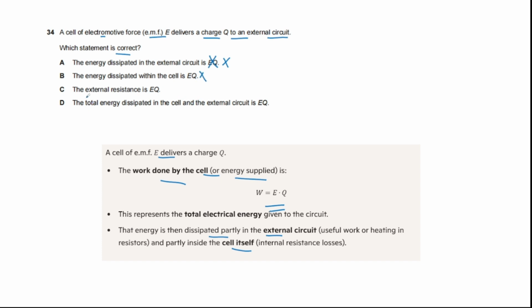Then option C, the external resistance is EQ, definitely not. This is also wrong. The resistance value is not the potential multiplied by the charge, it is the work done. Then option D is the total energy dissipated in the cell and external circuit is EQ. This is correct because partially inside the cell and the remaining is on the external circuit. So the correct option is option D.